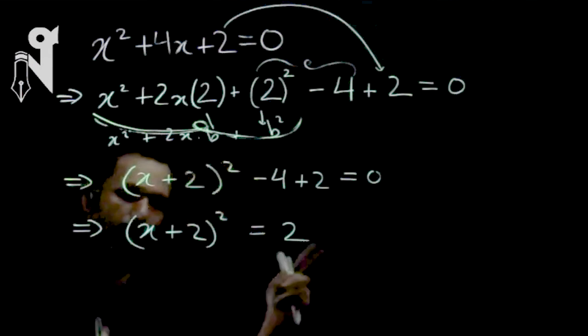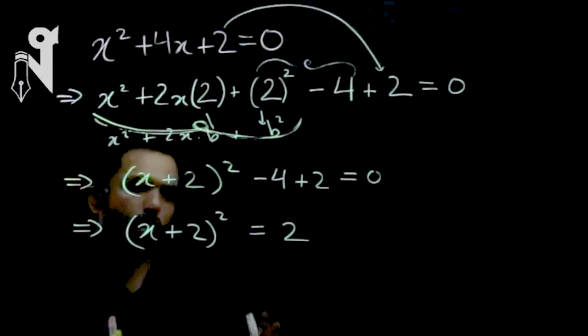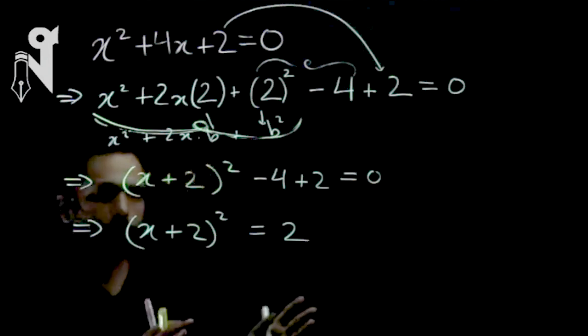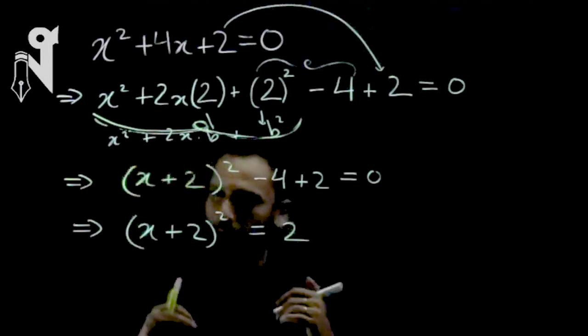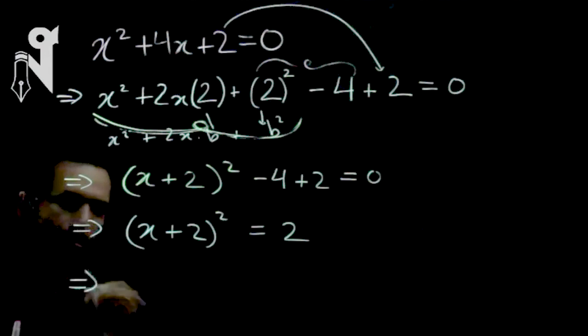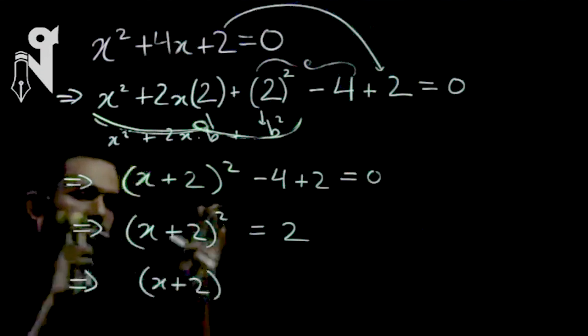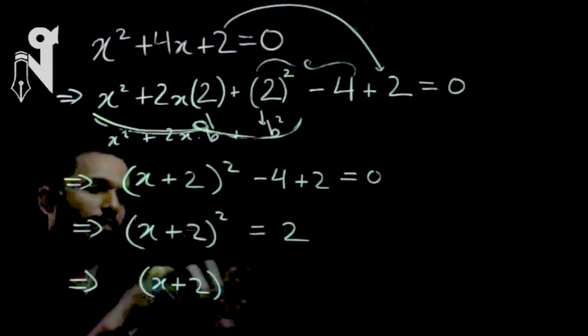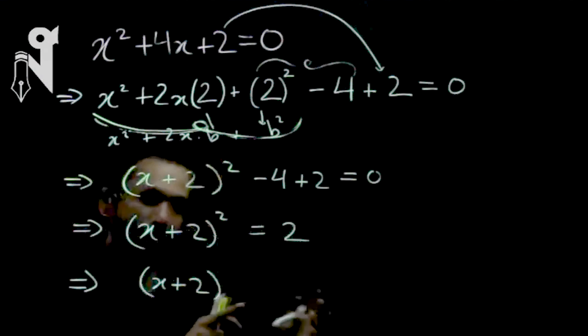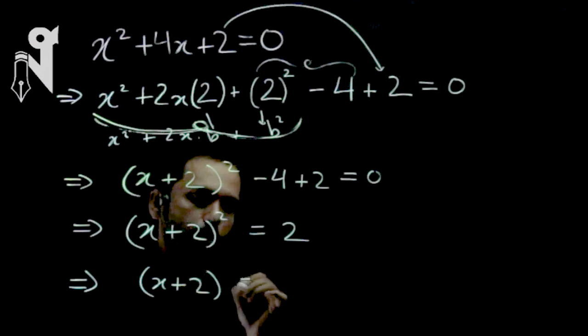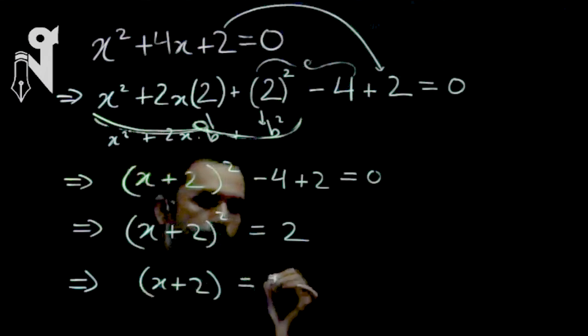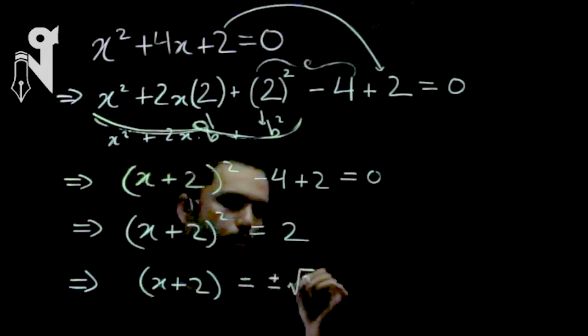This is not a perfect square, but we don't have to worry about it. We are not dealing with rational numbers alone; we can go for irrational numbers. So the subsequent steps of solving are quite easy. Like I said earlier, t square is equal to 2, so t will be under root of 2. But the plus or the minus, it would be both. So x plus 2 would be plus minus root 2.